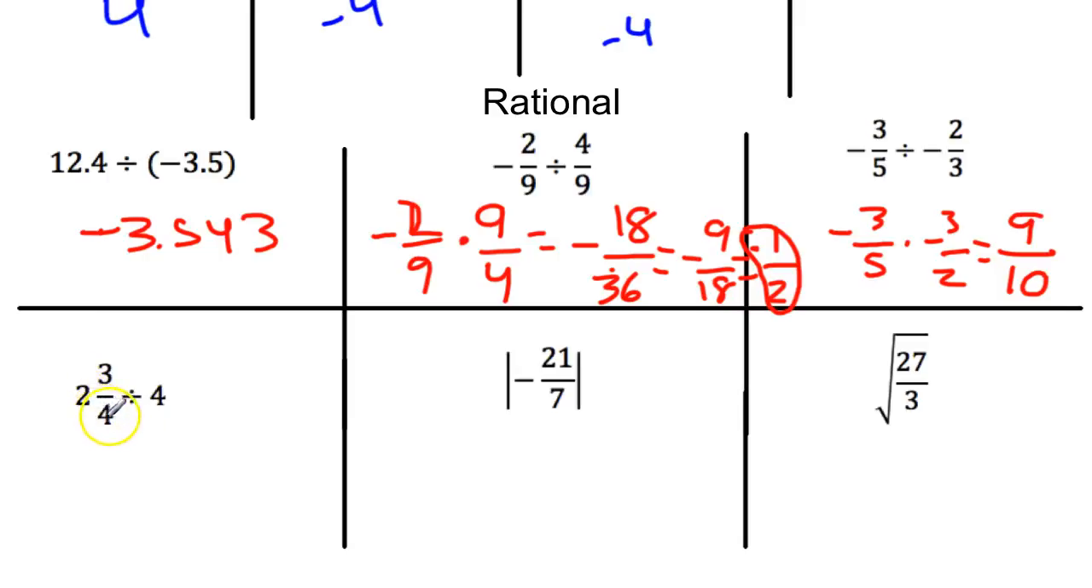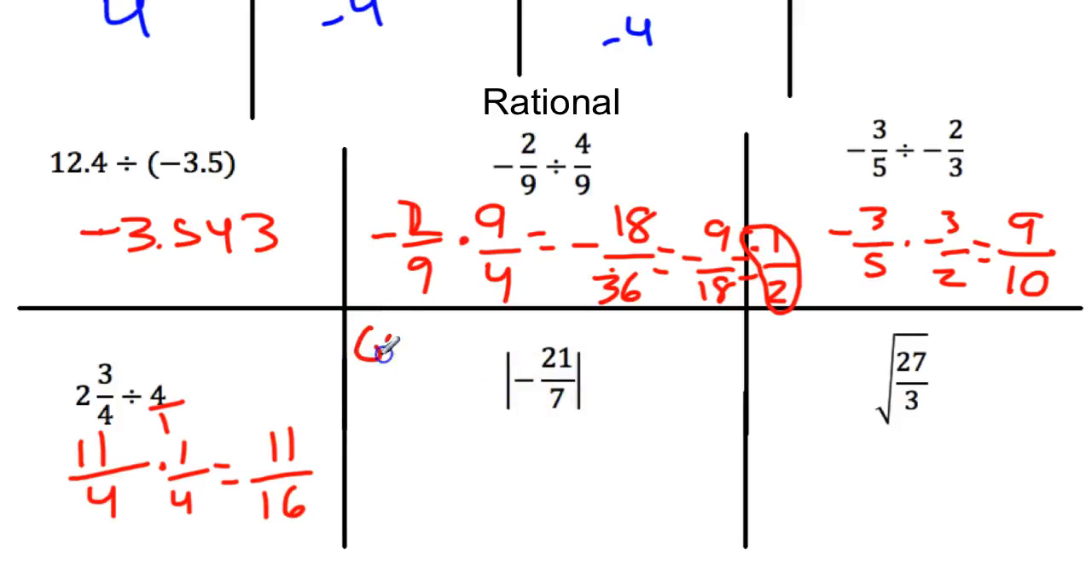Over here, we have a mixed number divided by 4. So let me change this to an improper fraction. 4 times 2 is 8, plus 3, that's 11/4. And you remember 4, that is a fraction. That can be 4/1. So I change that to multiplied by 1/4. 11 times 1, 11. 4 times 4, 16.